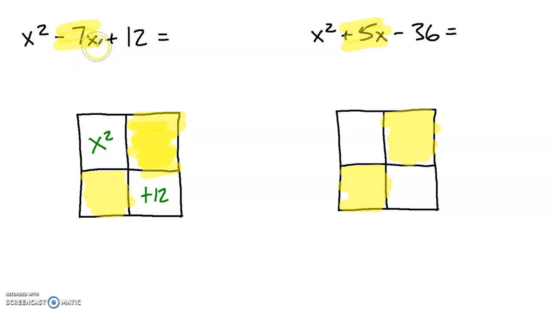They also know that they need to set up the outside edges so that whatever they multiply together, the two middle terms create a sum of negative 7x. These students will figure out quickly that they can put x and x here, because x times x was x squared.